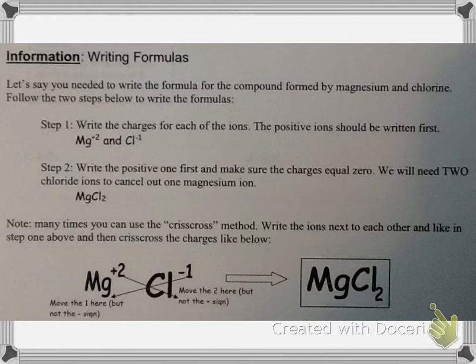Note, many times you can use the crisscross method. Write the ions next to each other like in step 1 above, and then crisscross the charges like below. So notice it's just the number for the charge, not the sign. So you move the 2 here, but not the positive sign. You move the 1 here, but not the negative sign, and so it becomes MgCl2. So this is a quicker way to figure out chemical formulas.